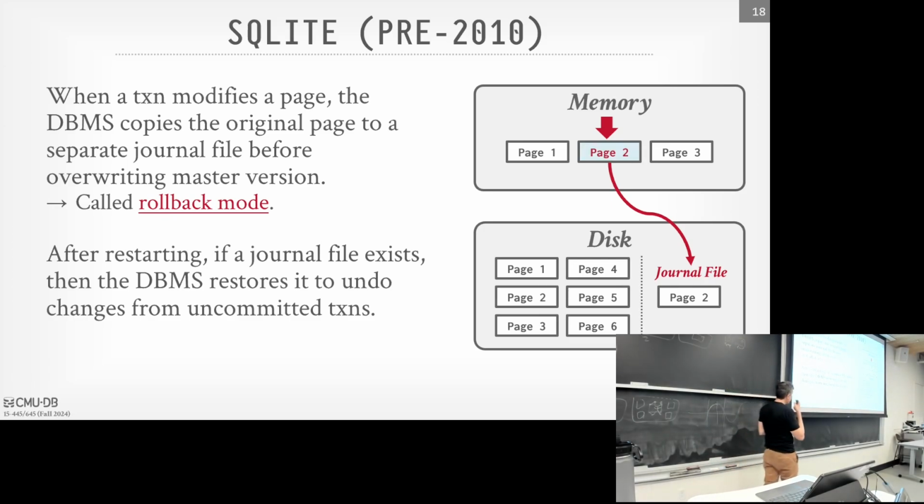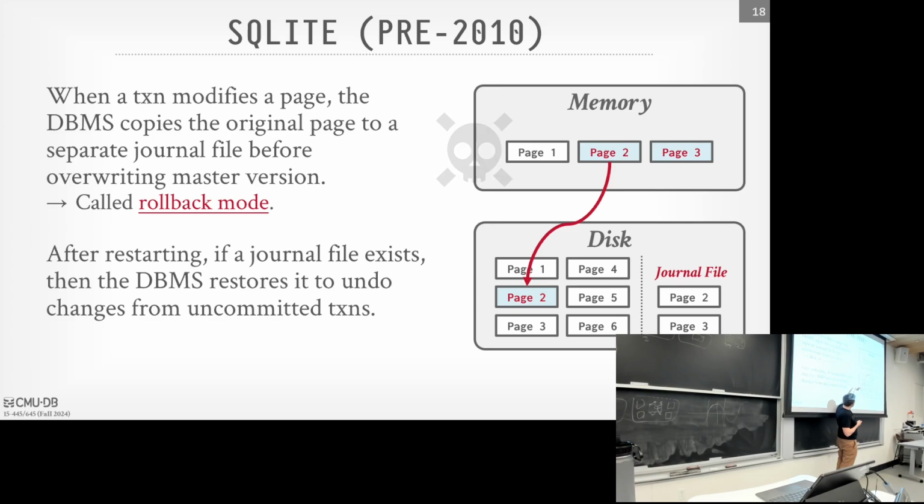Then you can go ahead and make your change in memory. Do the same thing for the next page: make a copy of it, write it out to the journal file. Now say the system crashes, and some of the changes got written out to disk for page 2, but the system crashes before you write out page 3. At this point, you know the transaction has not successfully committed.